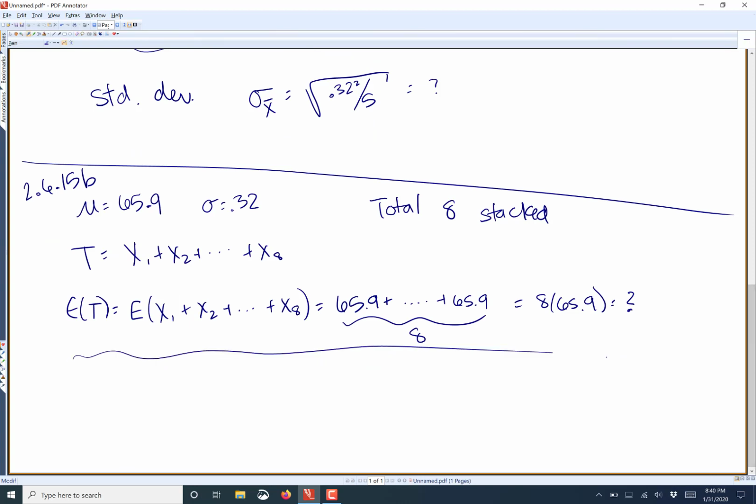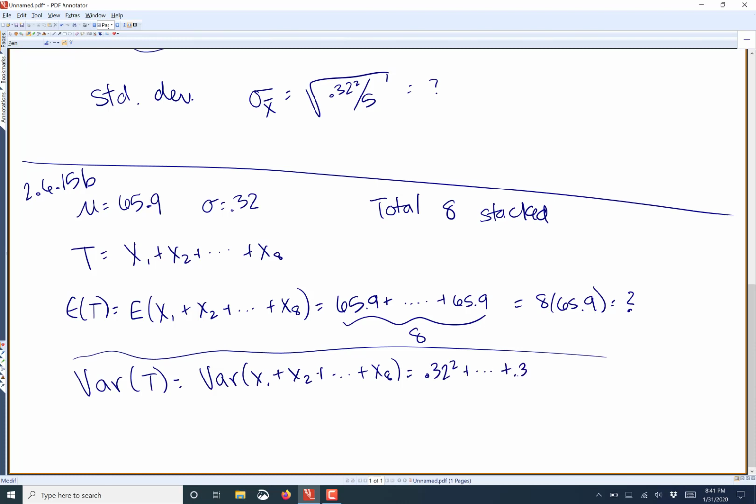Again, you have to do variance before you can do standard deviation. So it'll just be the variance of x1 plus x2 all the way up to plus x8, which we just add up each variance. Now we don't know the variances, so we'll have to square the standard deviation. So 0.32 squared plus 0.32 squared, and we have to do that 8 times. So that gives us 8 times 0.32 squared.